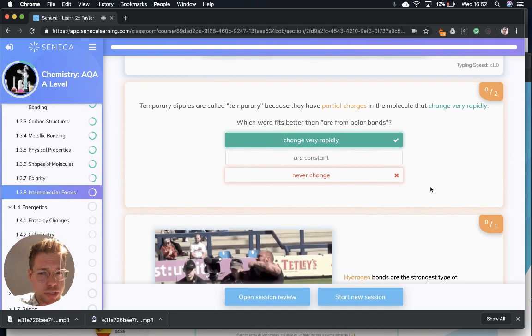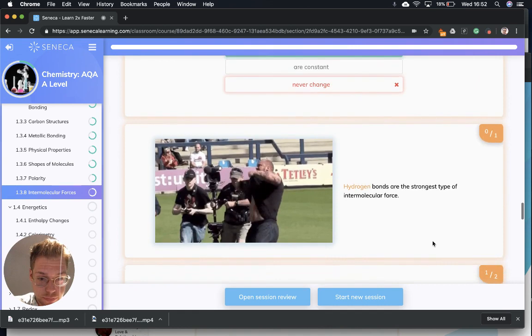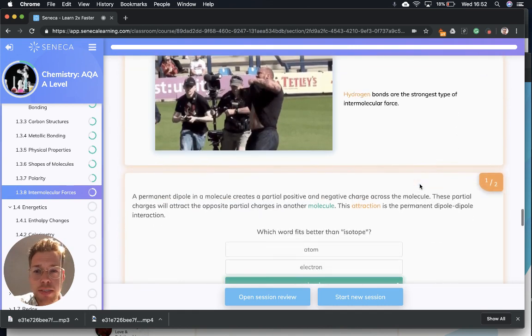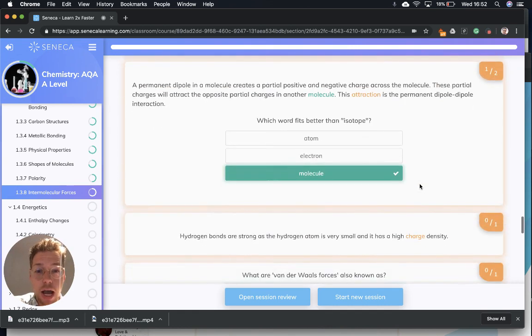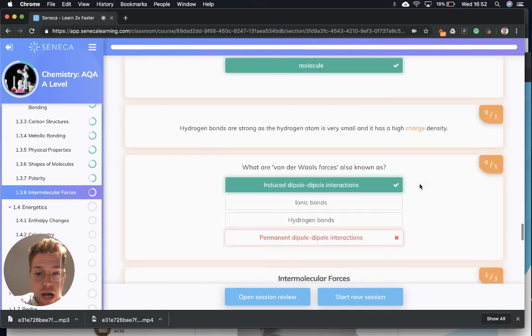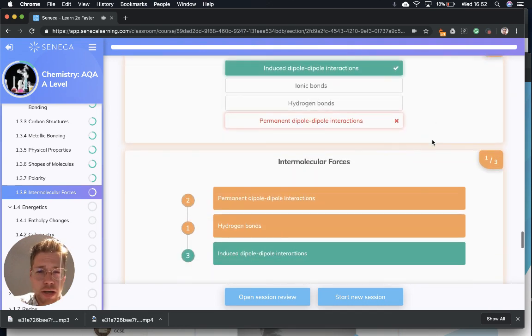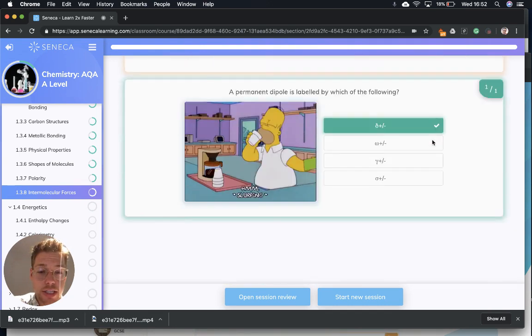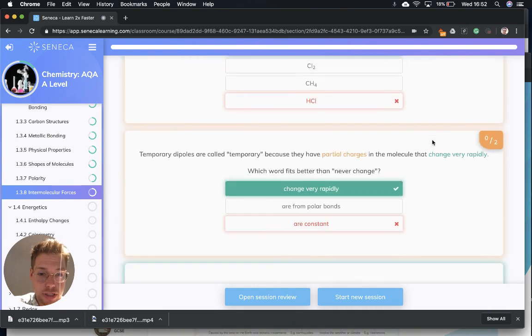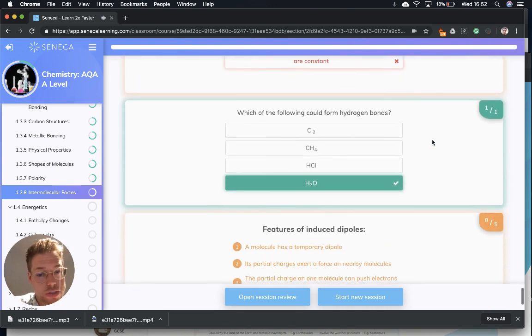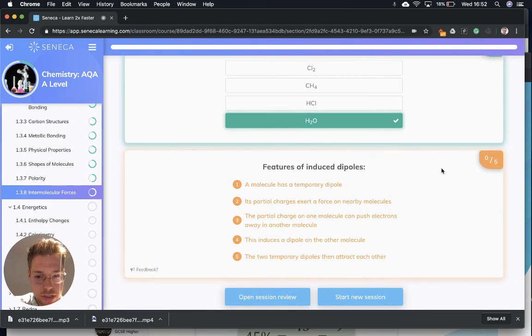Let's jump back to temporary dipoles. Why are they temporary? It's because they have partial charges in the molecule and they change rapidly. Those temporary dipoles are constantly being made and broken. What's the strongest type of intermolecular force? Hydrogen. Remember, it's hydrogen. What's another name for van der Waals forces? Induced dipole-dipole interactions.